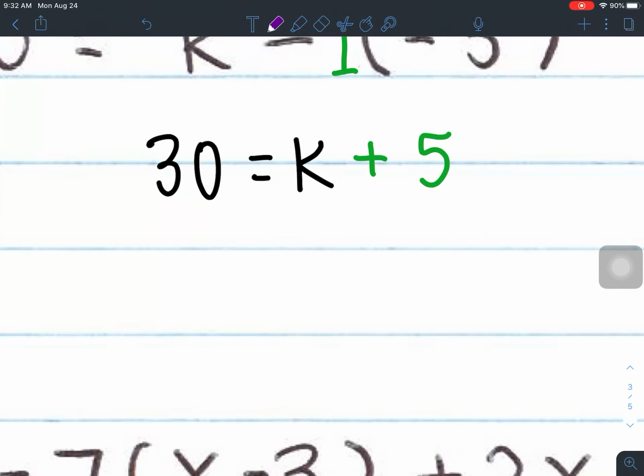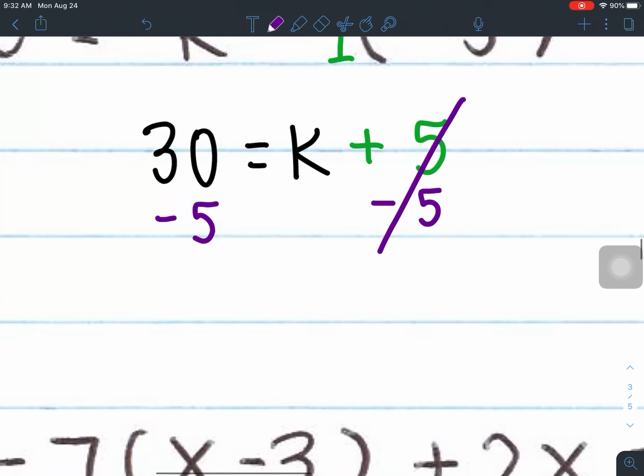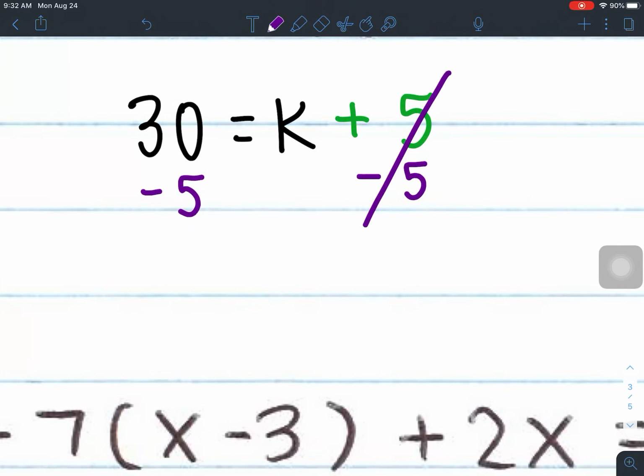So how do I get k by itself? Well, I would get rid of that 5, and I would do that by subtracting 5 from both sides. Because it's being added by 5, I'm going to subtract 5 on both sides. So 30 minus 5 would be 25.